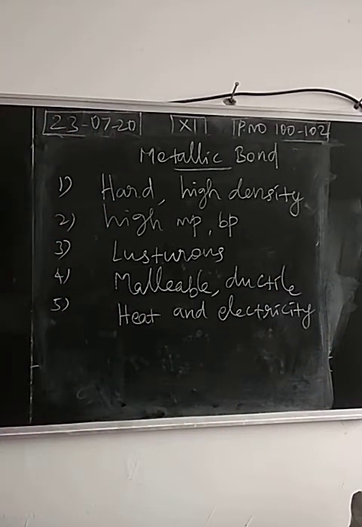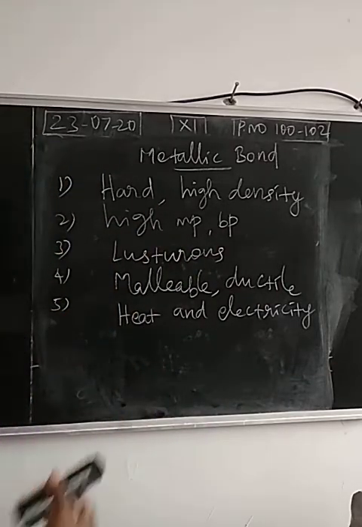So these are common properties of a metal. We have to explain why a metal exhibits these types of properties. For this, the reason is metallic bond. The bond that exists in the metal is responsible for all these properties.